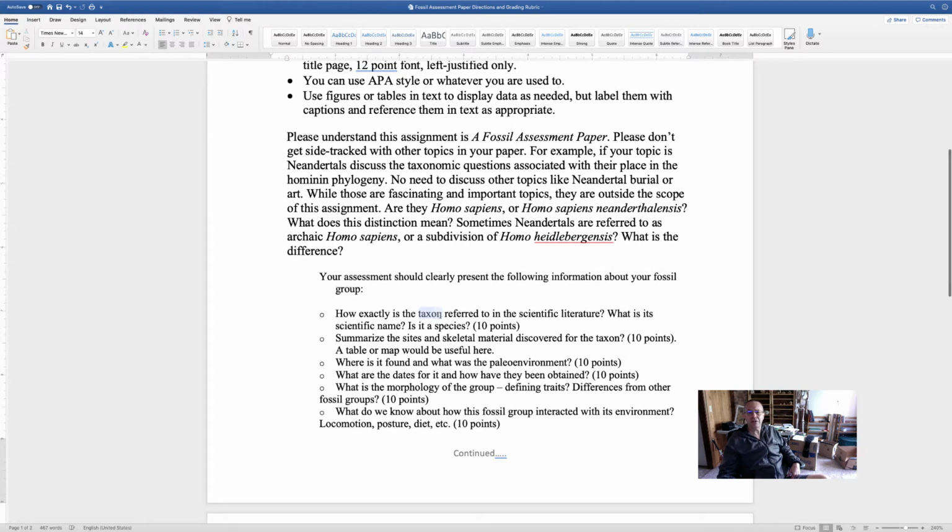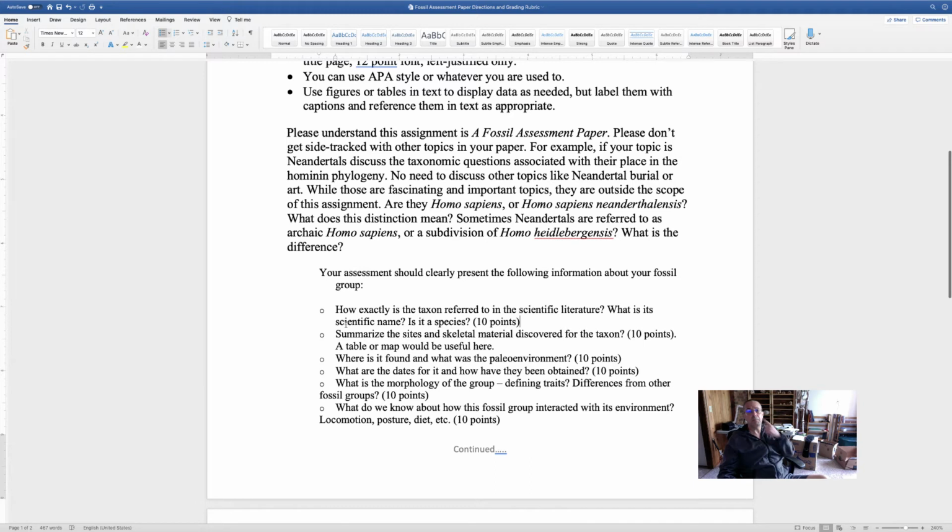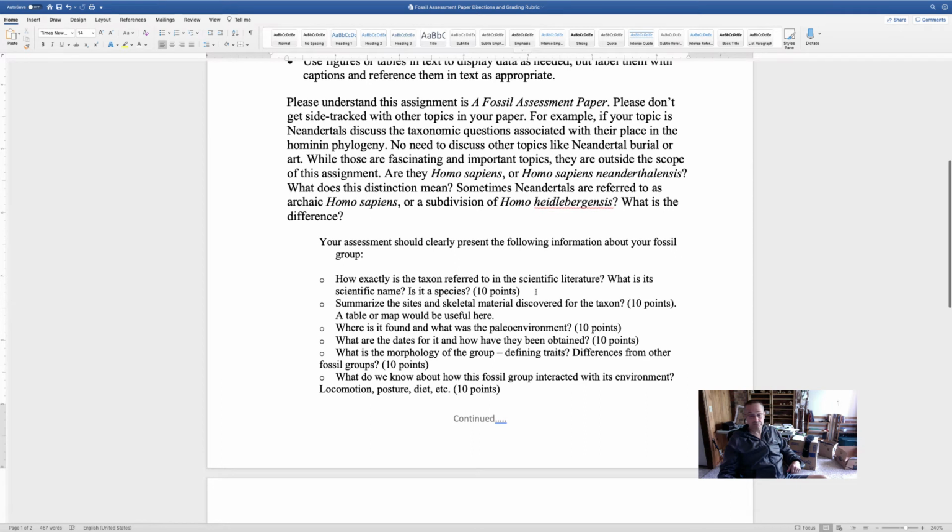What is taxon versus species? Do you understand what the difference between those words are? Taxon, taxa, species, subspecies. Is it a species? Okay, what's its scientific name? And please make sure you write it correctly. This is a huge pet peeve of mine. Do not miswrite the scientific name for your species, if it has one.